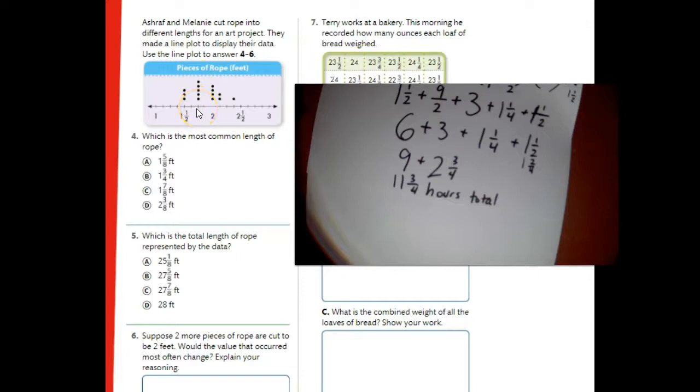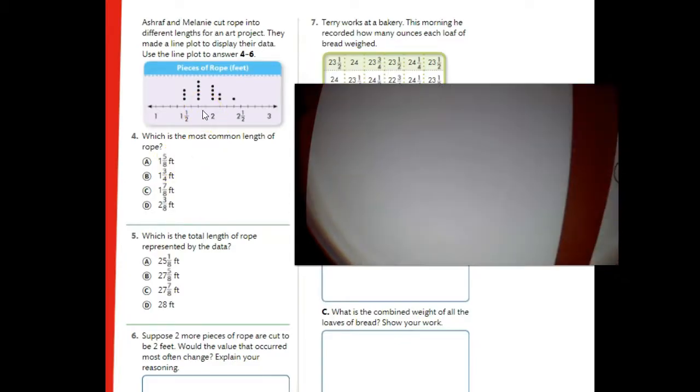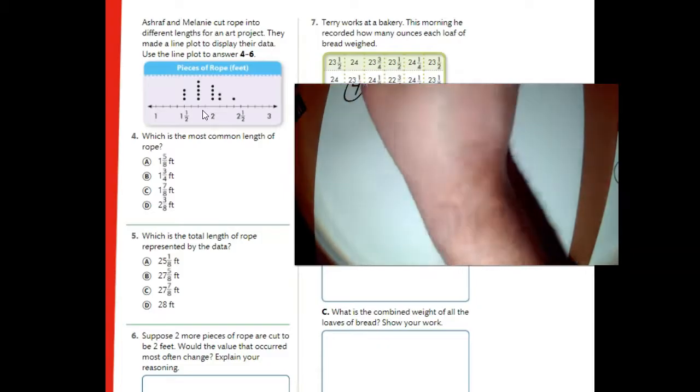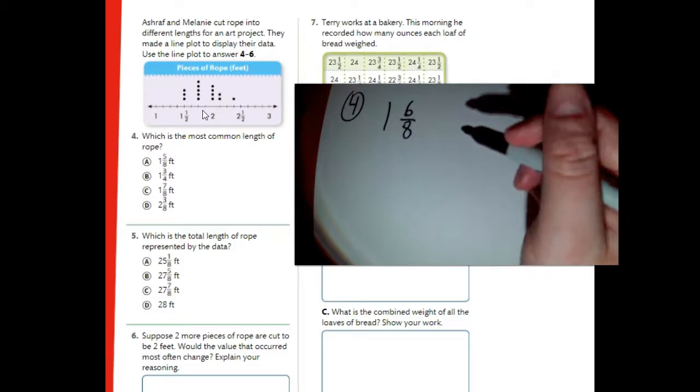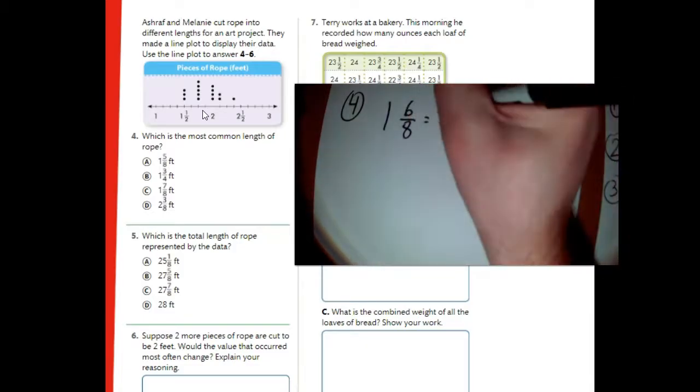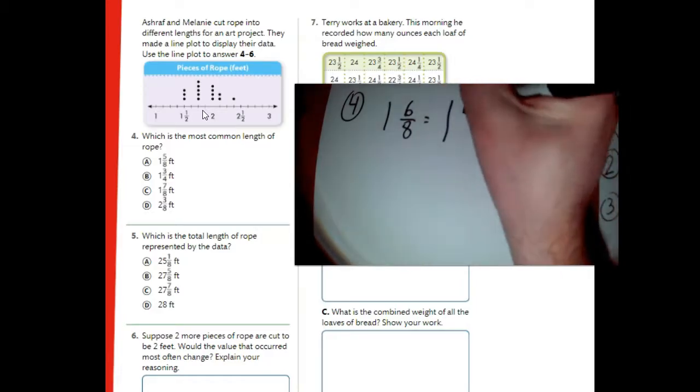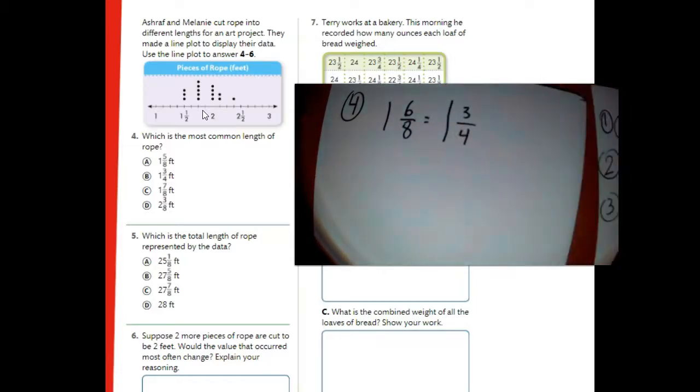It's on 1 6/8. But you won't find that in your multiple choice options because 6/8 can be reduced down. Right? So for number 4, it's 1 6/8. But remember, we can simplify 6/8 because 2 goes into 6 and 2 goes into 8. We can simplify that down to 1 3/4. It turns out that 1 3/4 is definitely an option. It's letter B.